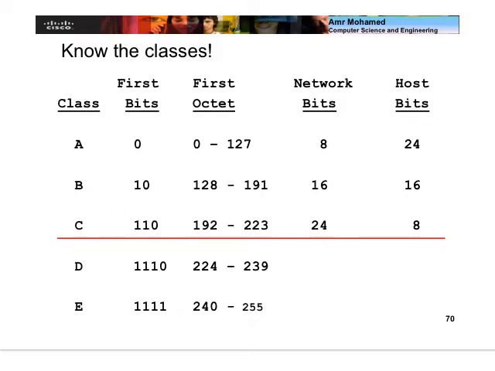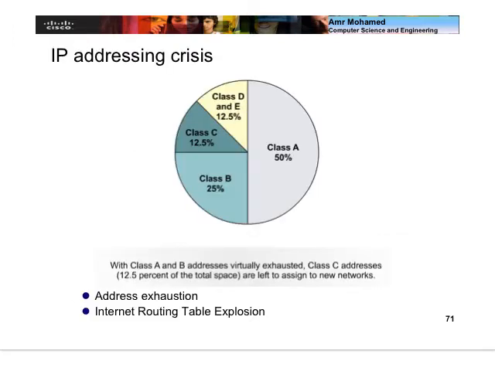And B, you have 10 something, okay? So it ranges from 128 all the way to 191, because 192 is 11. And then you have 16 bits and 16 bits. C is 110 and then anything else. D is 1110 and then anything else. And then E is 4 ones. Okay? So that summarizes all the classes.